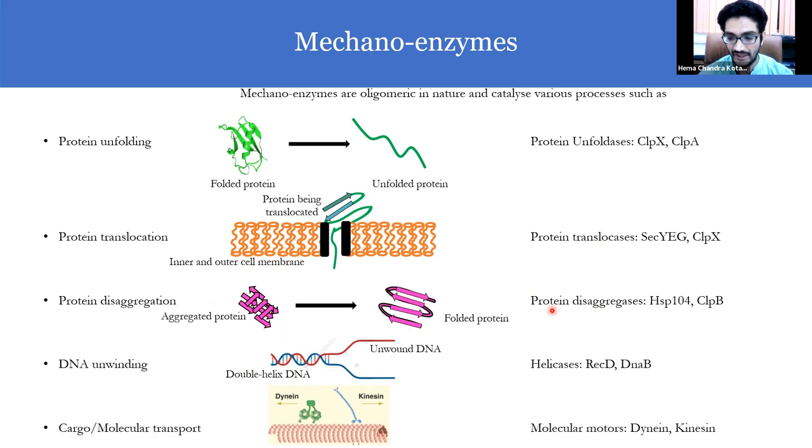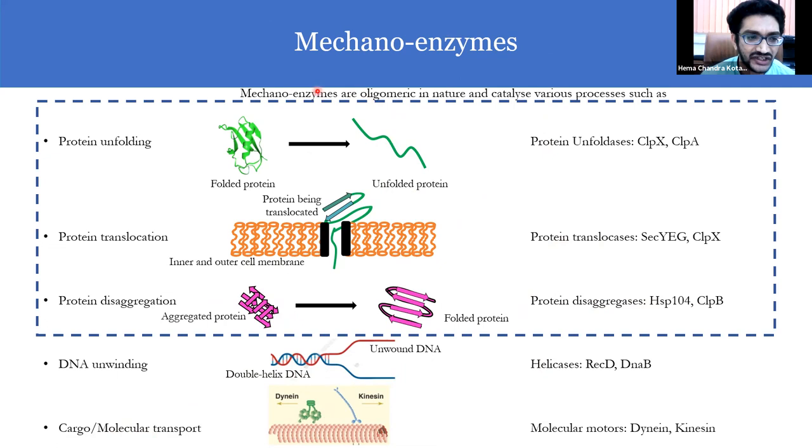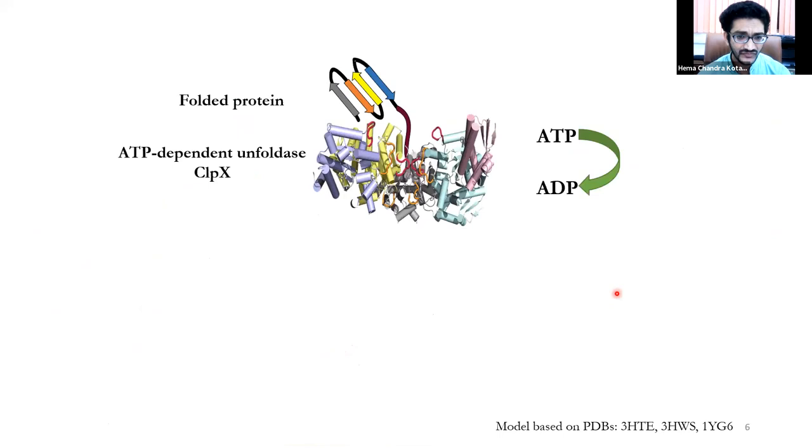Now, my lab is particularly interested in three different processes. That is protein unfolding, which is carried out by unfoldases, translocation carried out by translocases, and disaggregation carried out by disaggregases. This is just a schematic based on the available structures.